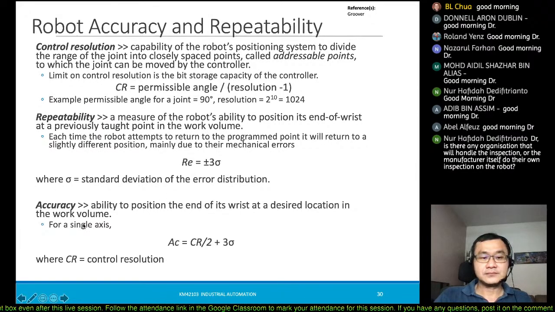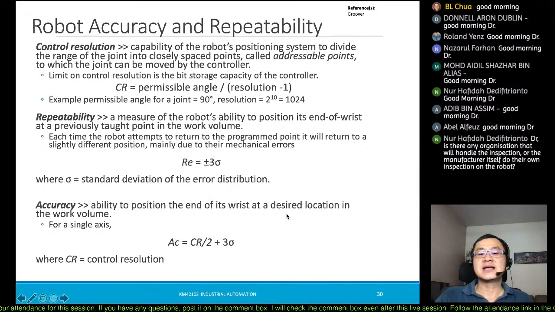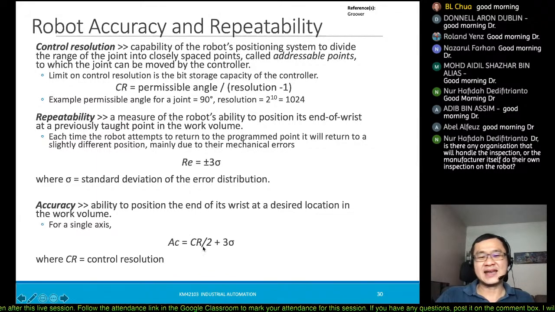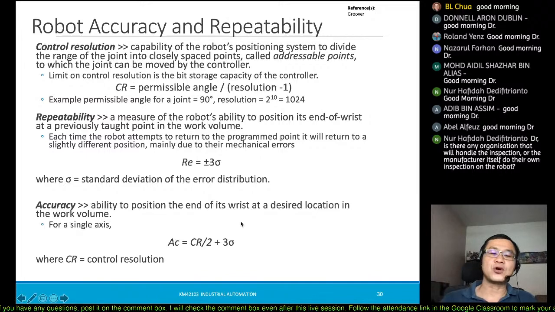Then for the accuracy, this is the ability of the manipulator or your robot to position the end of the wrist at the desired location in your work volume. Therefore, to deal with that, you just have to add them up: the control resolution divided by 2, plus the 3 sigma. That would give you an estimate of the accuracy of your robot.